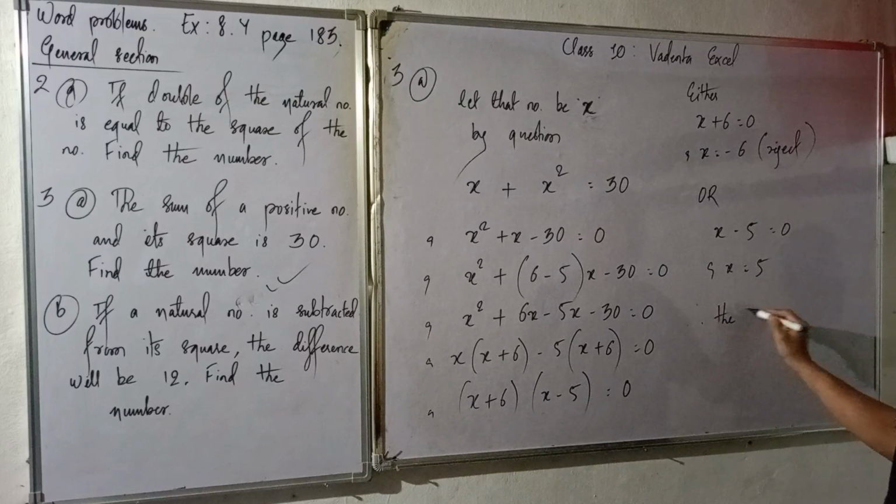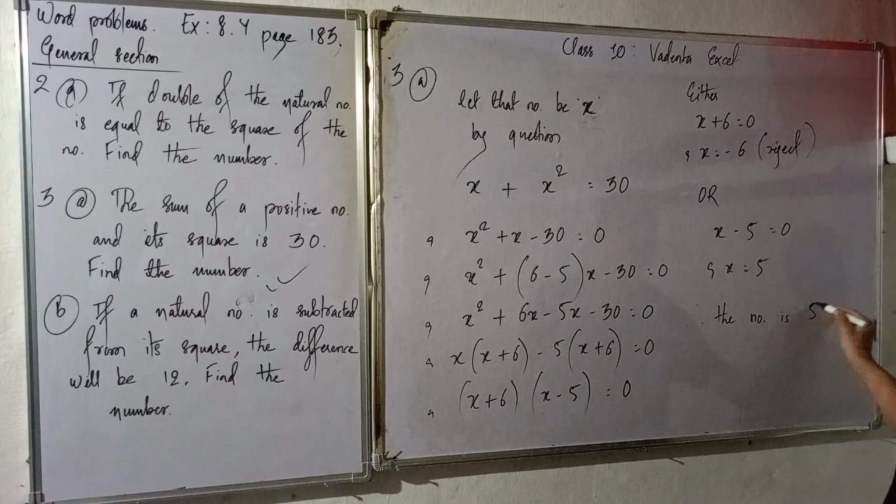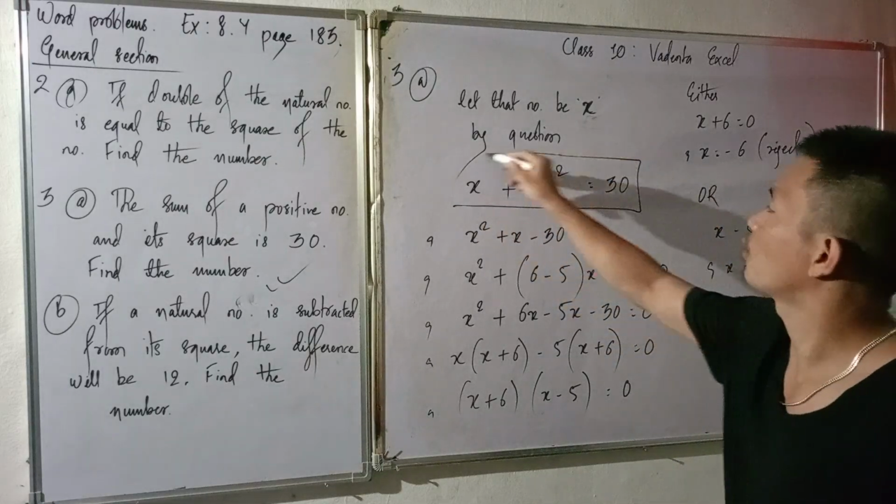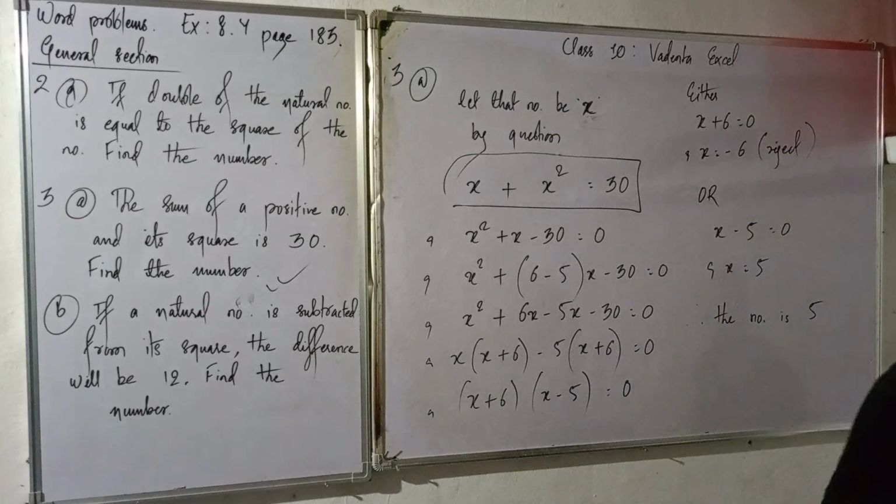Therefore the number is 5. Easy. You know which part is the most crucial: making this equation. Trying to understand the question and make the equation is very important, and the rest you have done earlier in the previous exercise, how to simplify and how to factorize. So 3a we have finished. Now let's move on to number 3b.